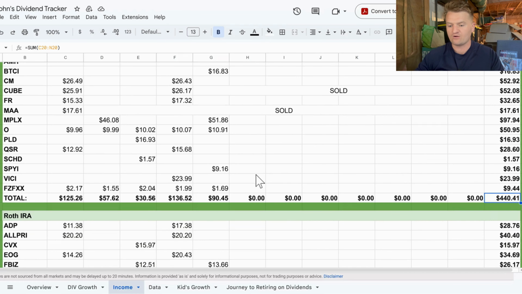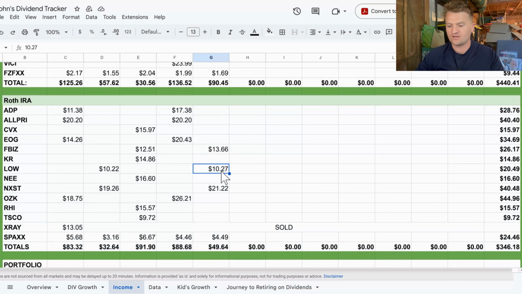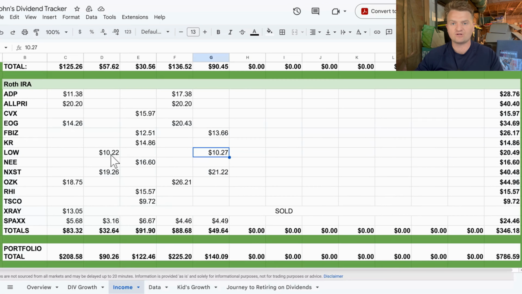Jumping down to the Roth IRA for the month of May, FBIZ paid out a little off cycle for them, since they tend to be a third month of the quarter payer, but they paid out in the second month this quarter for whatever reason. So that just kind of is what it is. Jumping down to Lowe's, they paid out a nice little thing. Not a crazy bump, of course, from the last time, but again, I'm just reinvesting the Lowe's. I didn't put in much additional capital into them the last few months.